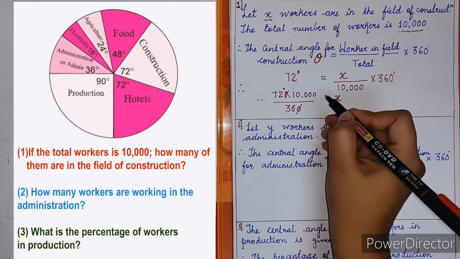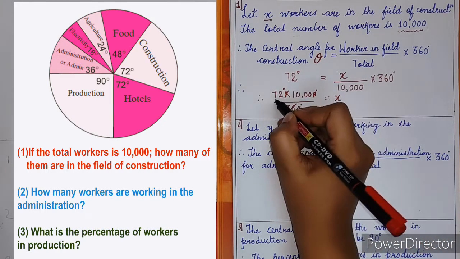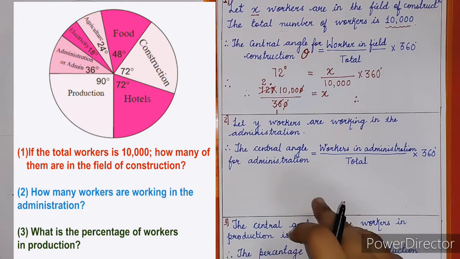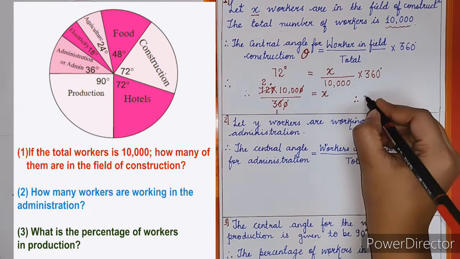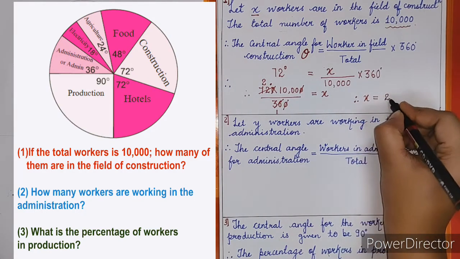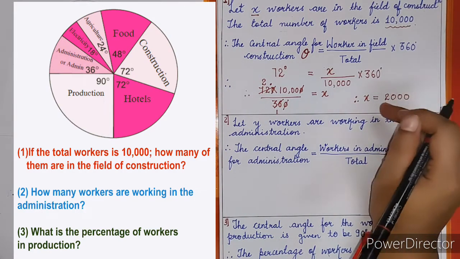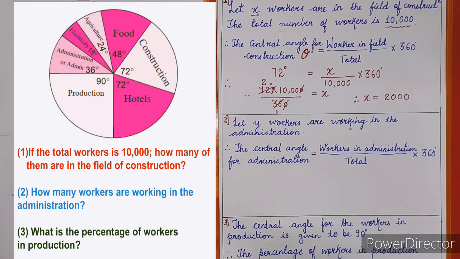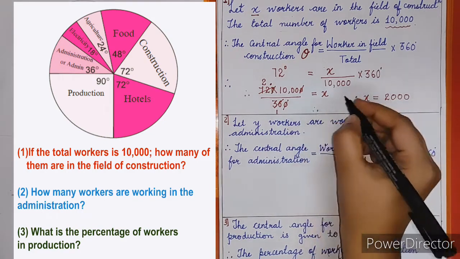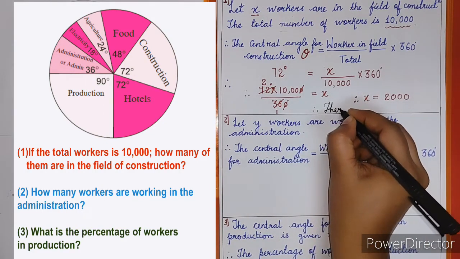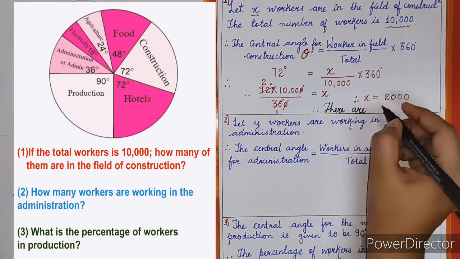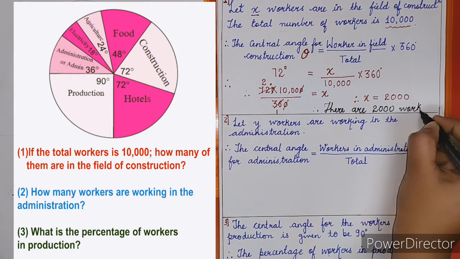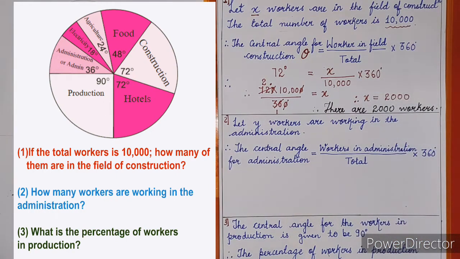36 ones are 36 and 36 twos are 72. So 2, therefore 2 into 1000 is 2000. Therefore the value of X we got here is 2000. As X we have considered the workers in the field of construction, your answer is, therefore, there are 2000 workers working in the field of construction.